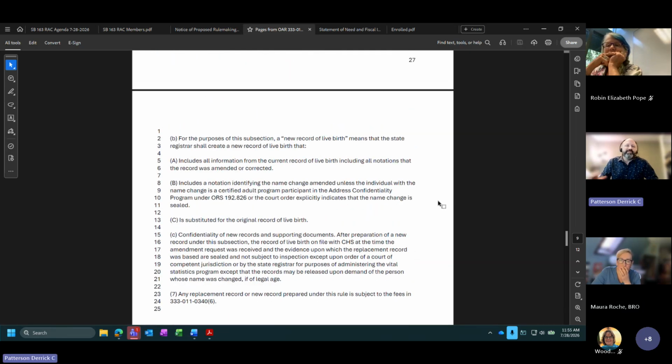And small c, confidentiality of new records and supporting documents. After preparation of a new record under this subsection, the record of live birth on file with CHS at the time the amendment request was received, and the evidence upon which the replacement record was based are sealed and not subject to inspection except upon court order of a court of competent jurisdiction or by the state registrar for purposes of administering the vital statistics program, except that the records may be released upon demand of the person whose name was changed if of legal age.